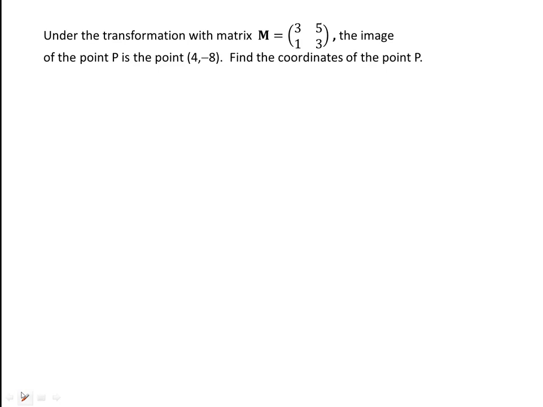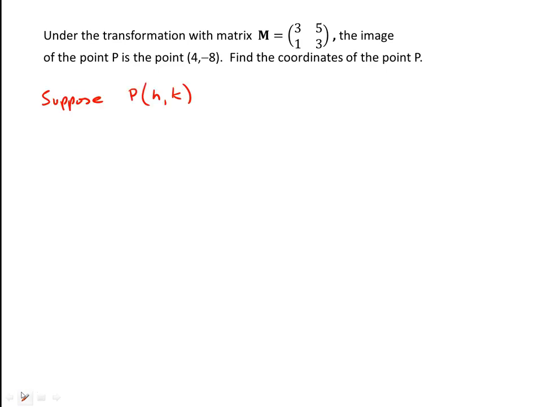Now the next question says, under the transformation with matrix M, which is 3, 5, 1, 3, the image of the point P is the point 4, minus 8. And we have to find the coordinates of the starting point, the object point P.